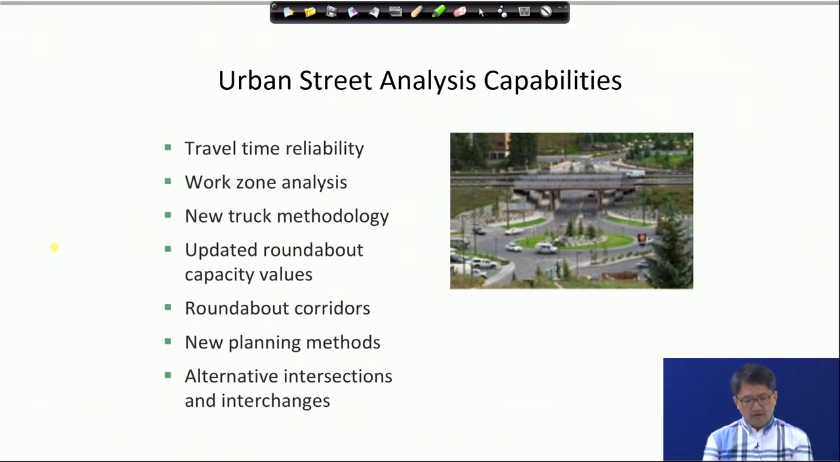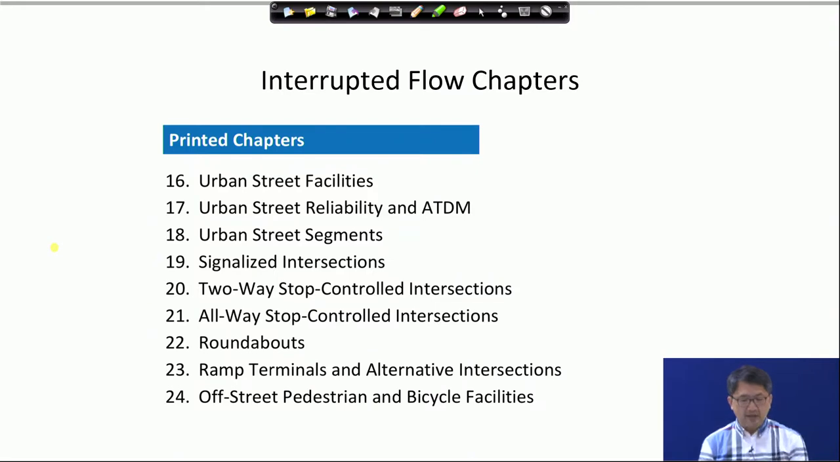And a lot of alternative intersections and interchanges, maybe prohibiting left turns and allowing U-turns at downstream locations, are getting popular because they can provide a higher capacity to through traffic. And the downside is obviously you'll have to travel a longer distance. And that might cause more emissions. So you can analyze those as well and see which ones are better. So these are added into the new capacity manual.